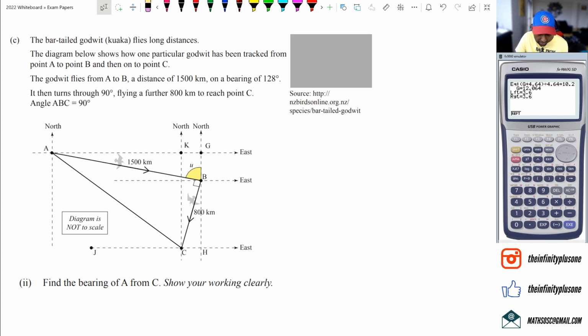Okay, so to figure out the bearing, what the question is actually asking us is the bearing of A from C. So from C, bearing of A from C. So basically we're looking from C, which means the bearing that we're looking for is actually like this. So going all the way around to there.